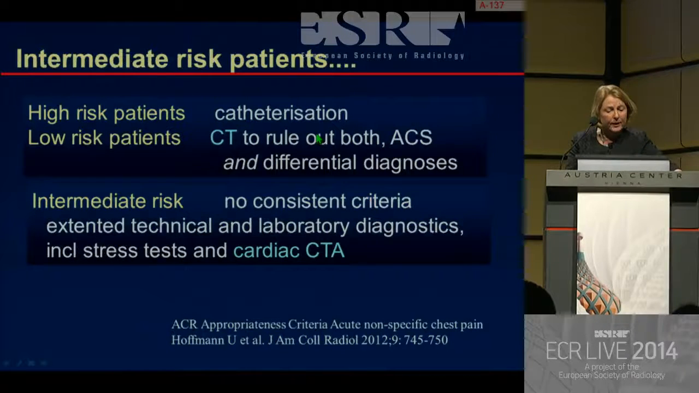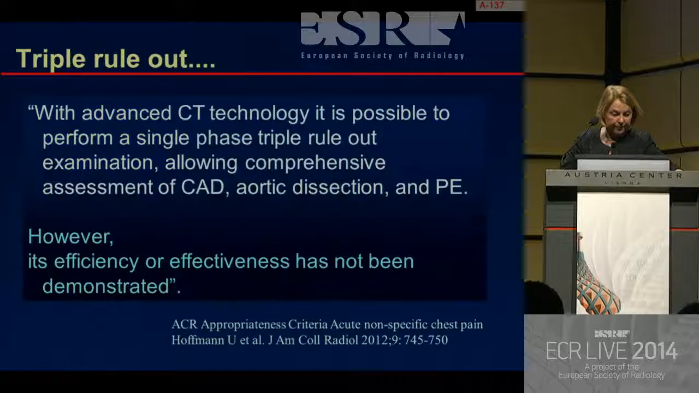So in summary, for high-risk patients, catheterization is recommended. And we just discussed for low-risk patients, CT is recommended to rule out both acute coronary syndrome and especially all the other alternative diagnoses. And actually, if you go to the literature for intermediate risk, there are no consistent criteria. What is actually the definition of intermediate risk? And these patients probably need extended technical and laboratory diagnostics, including stress tests and dedicated cardiac CTA.